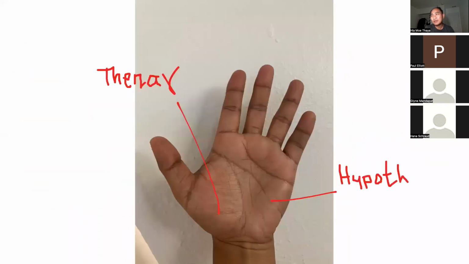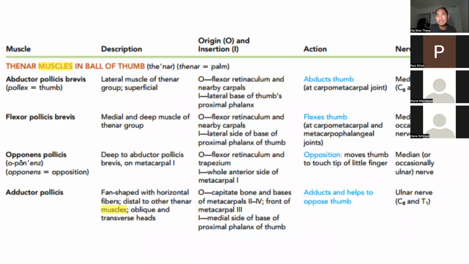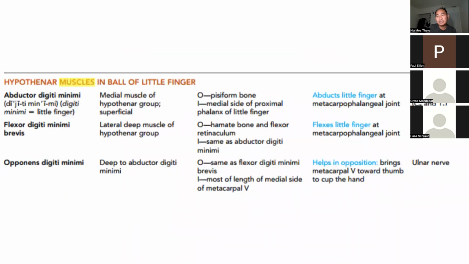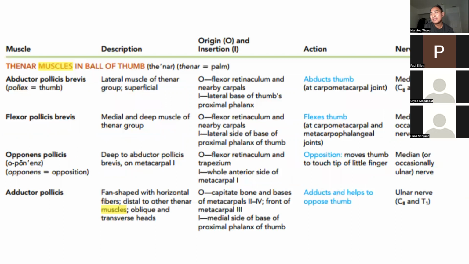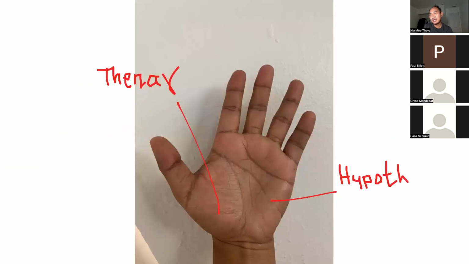So don't forget about the thenar eminence and hypothenar eminence. They are important. The muscles which make the thenar eminence and hypothenar eminence, I think it's good to know. It is not must know, but it's good to know, or should know. Thenar eminence muscle, hypothenar eminence muscle.